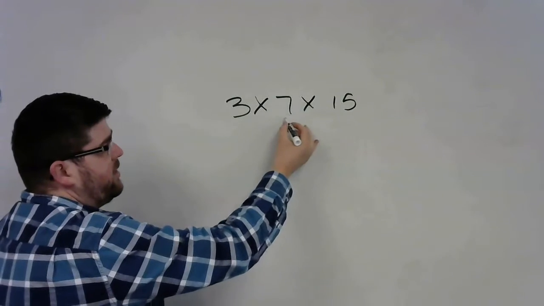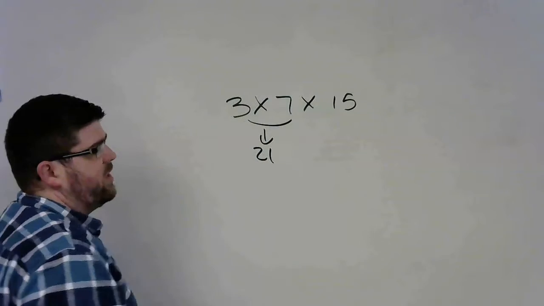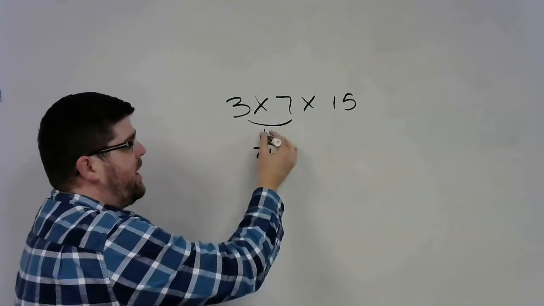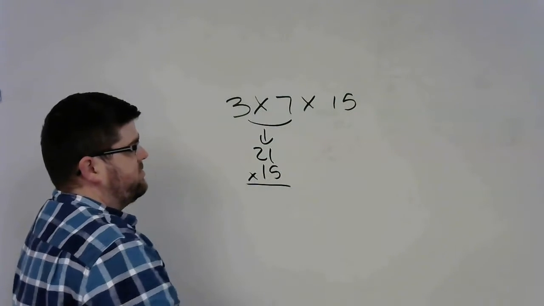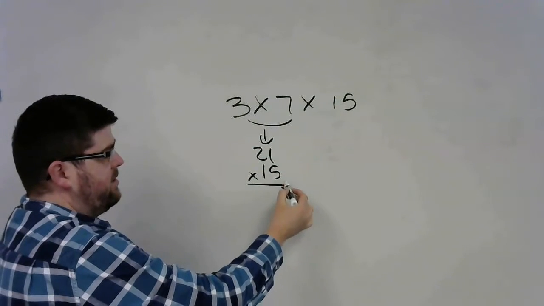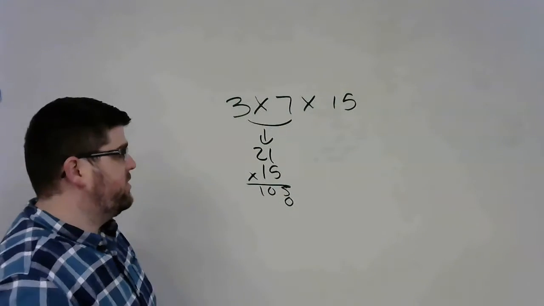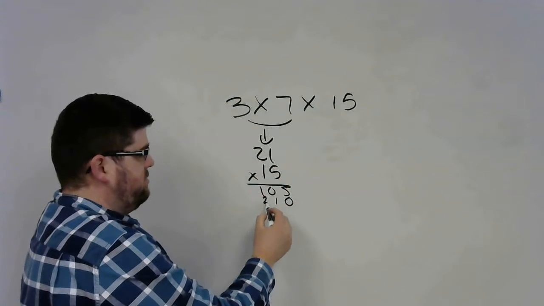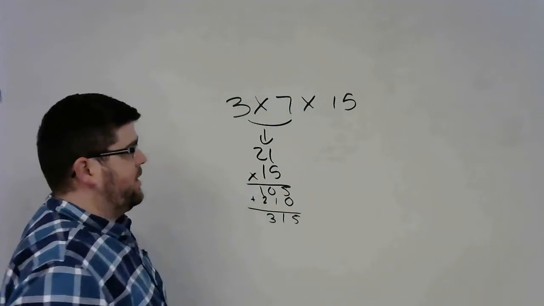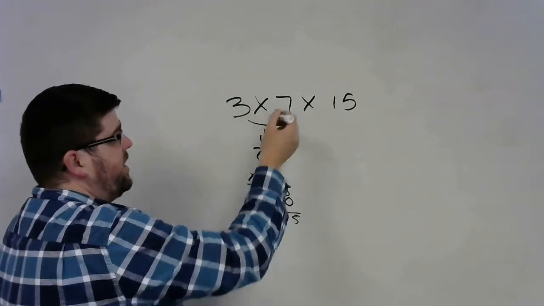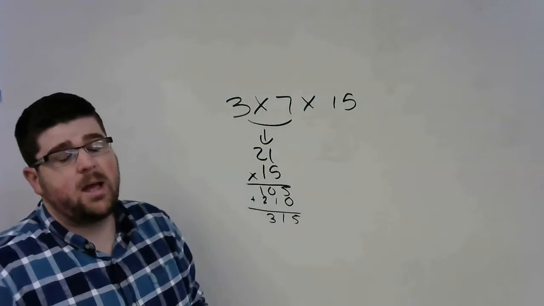I know at first 3 times 7. I know right off the bat 3 times 7 equals 21. That's easy. Now all I have to do is multiply 21 times 15. And we learned how to do that yesterday. So 5 times 1 is 5. 5 times 2 is 10. I'm switching into the tens place, so I regroup with a 0. 1 times 1 is 1, plus 2. 1 times 2 is 2. Add those together. 5, 1, and 3. So all I did with that one is multiply 3 times 7 together to equal 21, and then I multiplied that 21 times the 15.